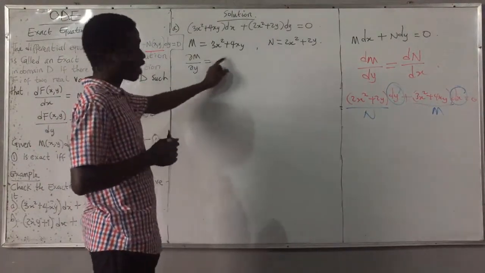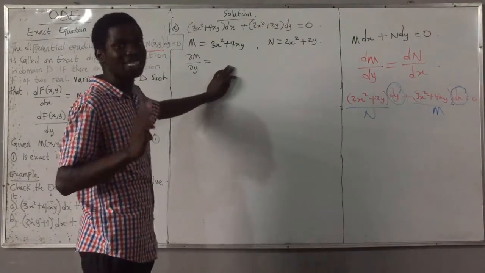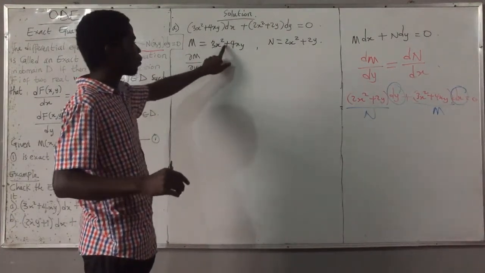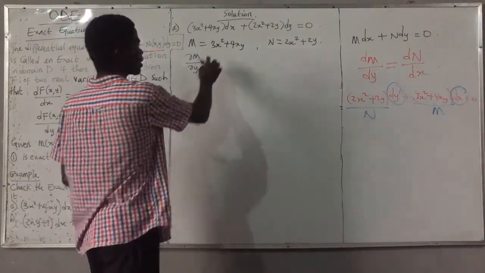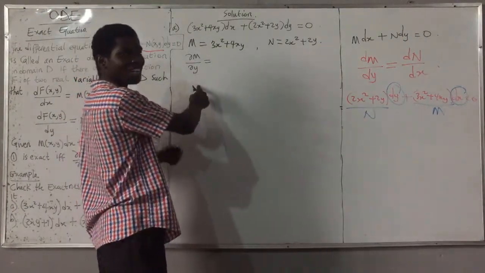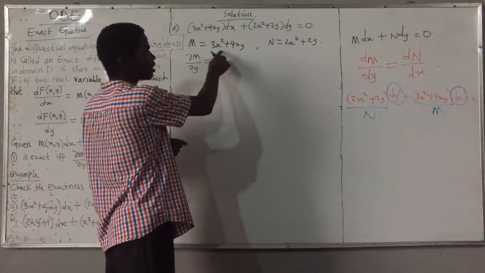This one does not have y. Any other thing that is different from y is a constant. This one does not have y, so it's a constant. The answer is 0. If you differentiate 3x squared with respect to y, this one does not have y.